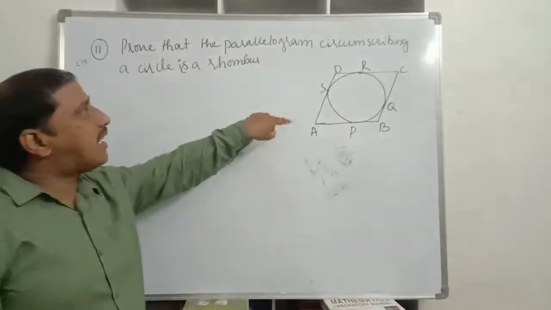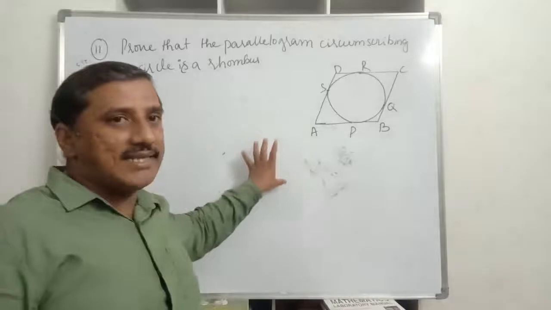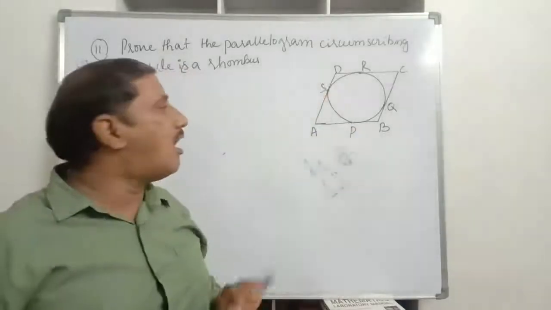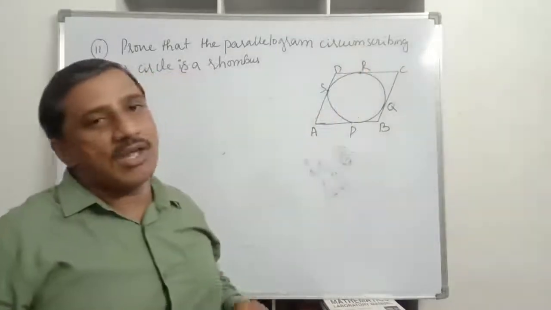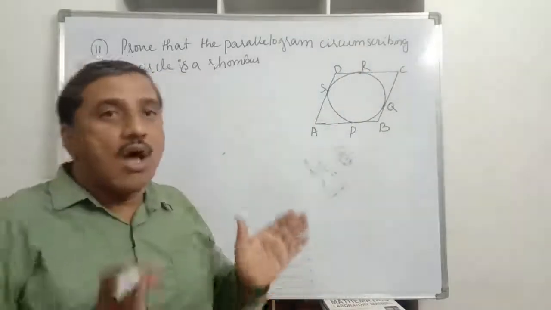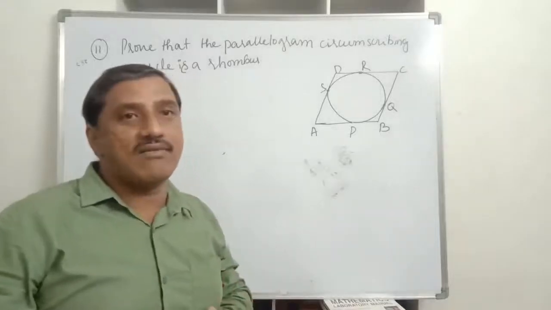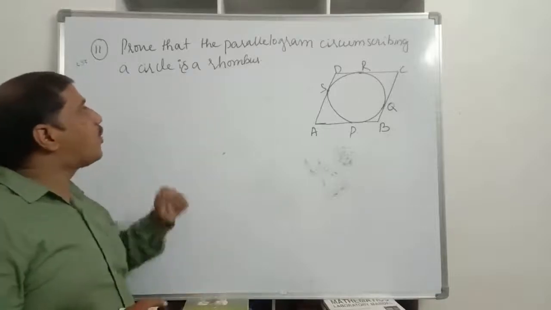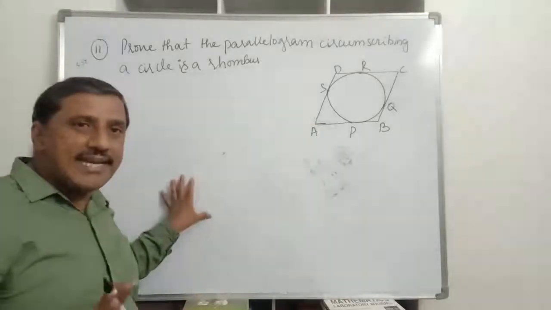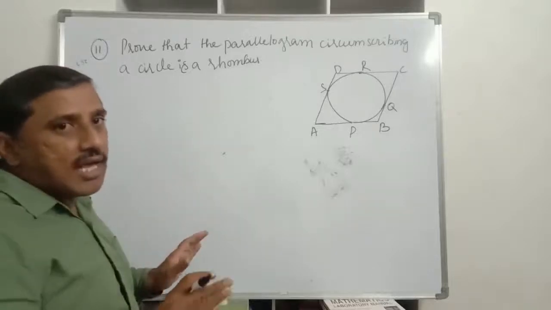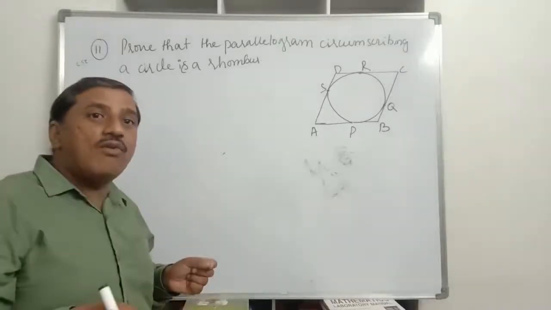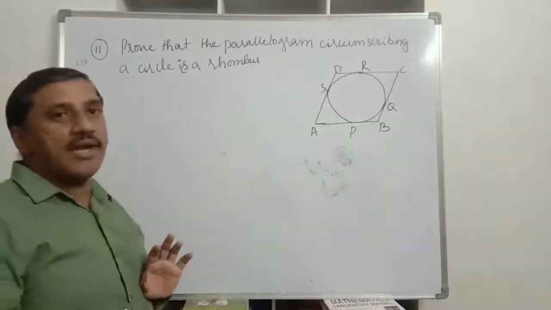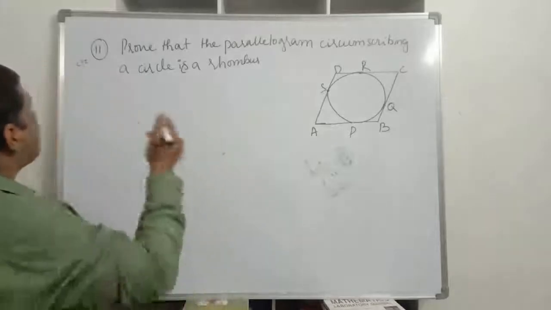So to prove this parallelogram ABCD is a rhombus, what do we need to prove? We need to prove AB is equal to AD, or AB is equal to BC, or BC is equal to CD. That is, any one pair of adjacent sides are equal, then that parallelogram is a rhombus. So finally we need to prove AB is equal to AD. Now how it is proved, we will discuss in detail.